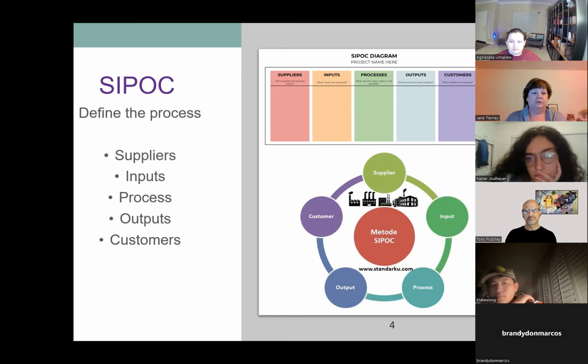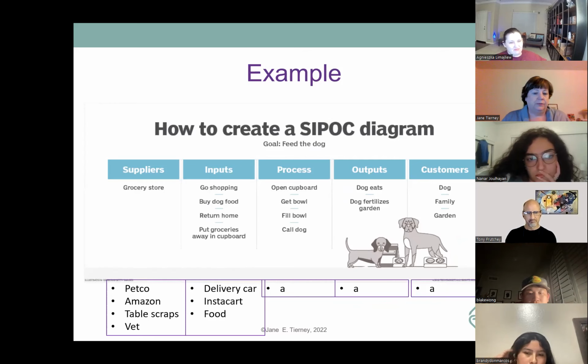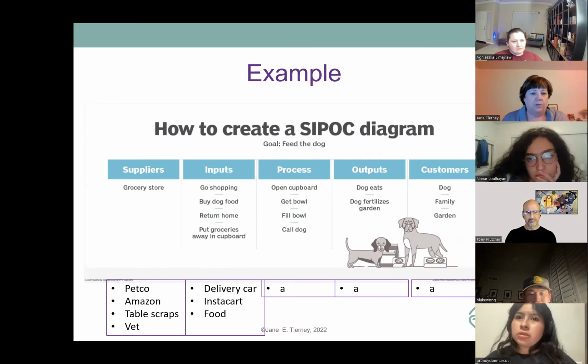So you want to define the process in terms of each of these aspects: the suppliers, the inputs, the process, the outputs, and the customers. So the way you create this, in this case, we're going to say, let's feed the dog. Okay, so this is a pretty simple example, and I've given you an example for the homework, I think, next week to do. So the suppliers, in this case, we're going to say the grocery store.